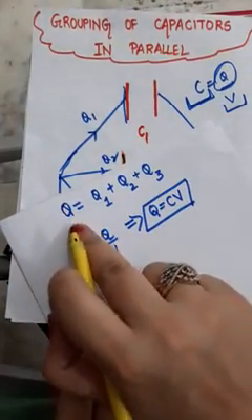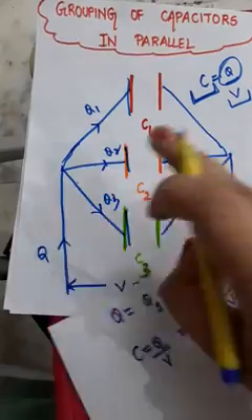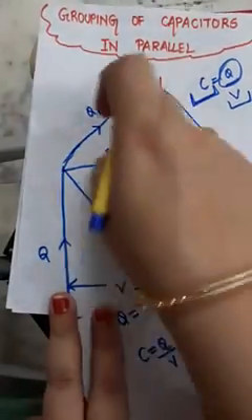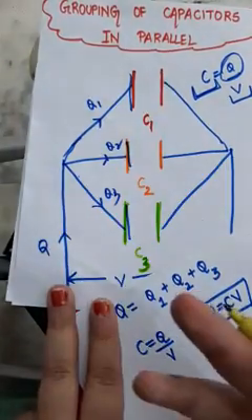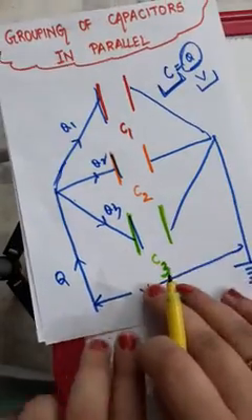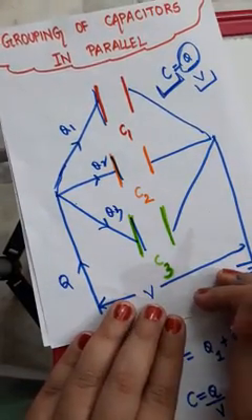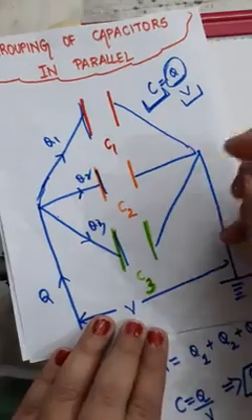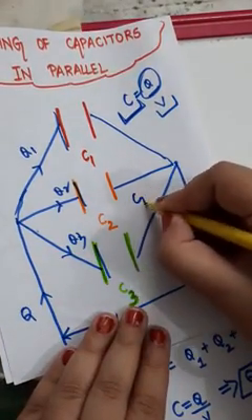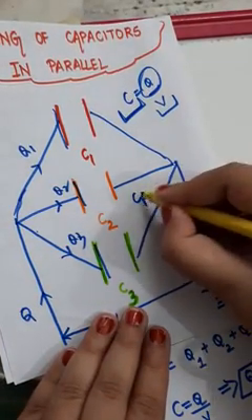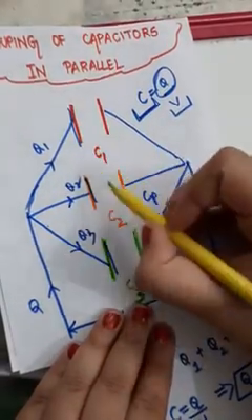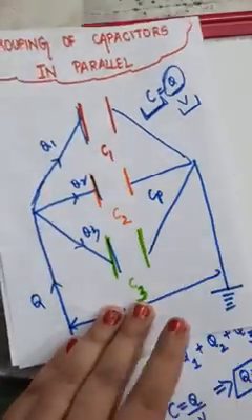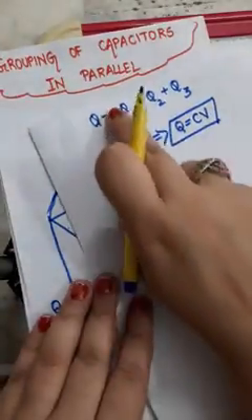Okay. So total charge Q will be equal to total capacitance multiplied by potential difference. Potential difference is V. But what is the total capacitance? It would be CP. CP means capacitance in the parallel combination of the capacitors. This is the total charge Q.